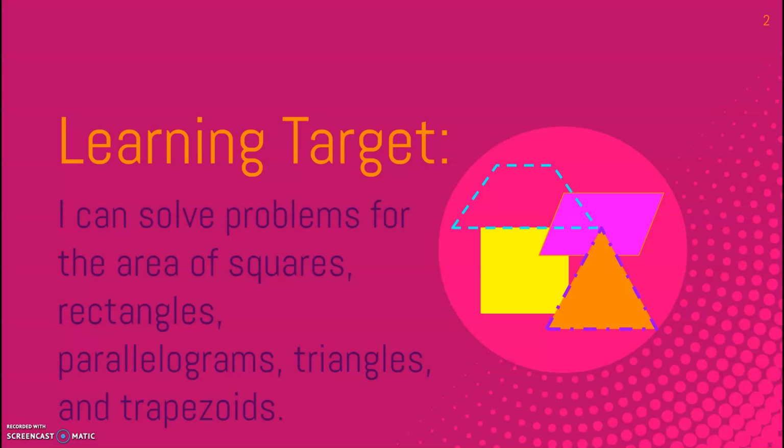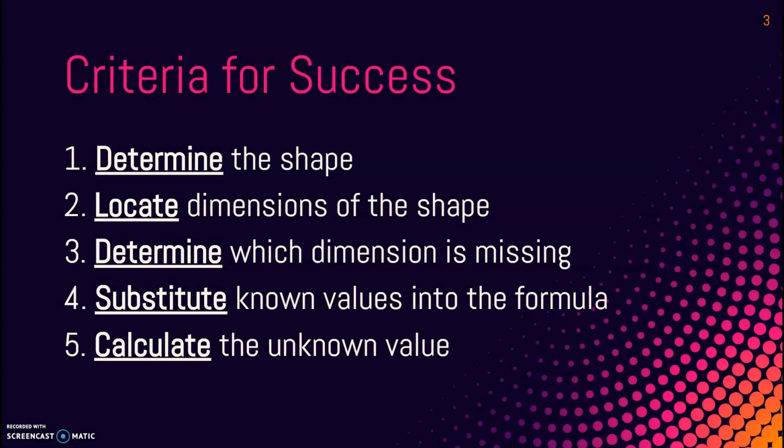Our learning target for today is I can solve problems for the area of squares, rectangles, parallelograms, triangles, and trapezoids. Our criteria for success: 1, we determine the shape. Second, we're going to locate the dimensions of the shape. So we're going to look at which of the sides are already labeled. Step 3, we're going to determine which dimension is missing. Step 4, substitute the known values into the formula. And then step 5, calculate the unknown value.